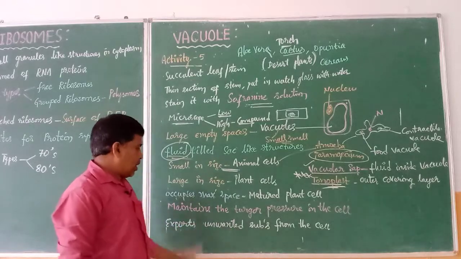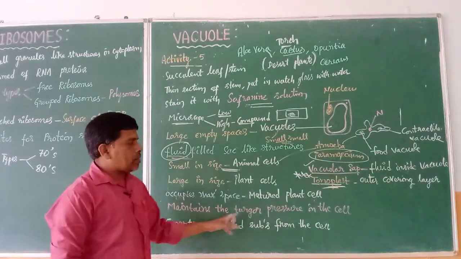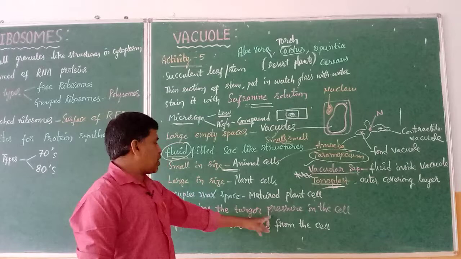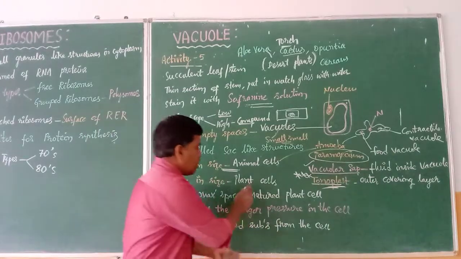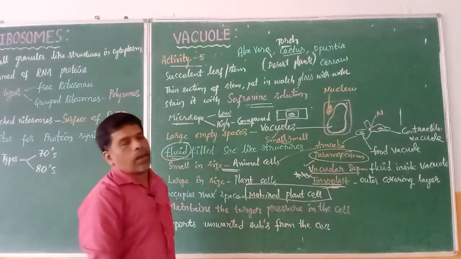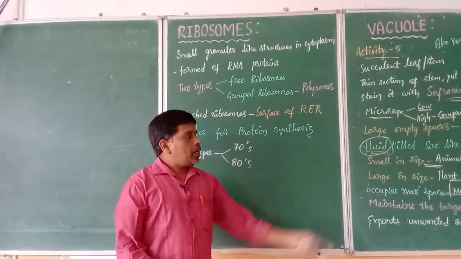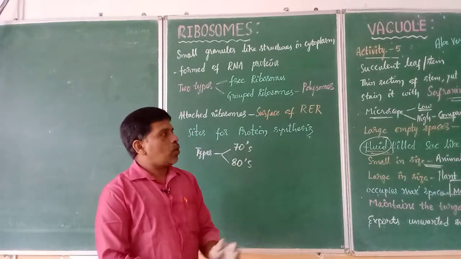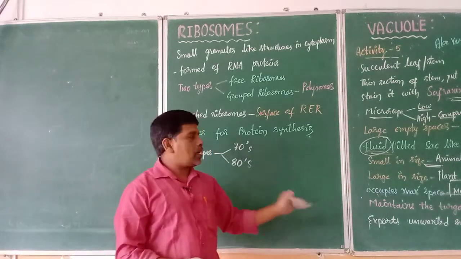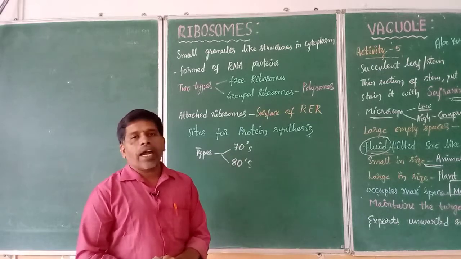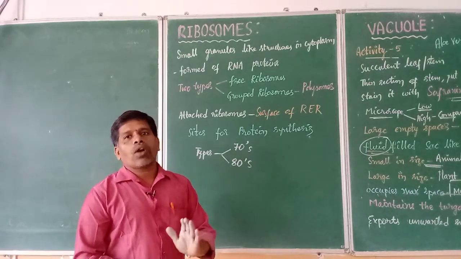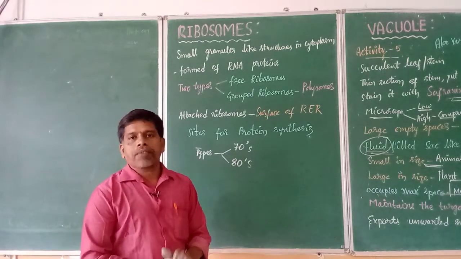Apart from that, it has one more function: it maintains the pressure inside the cell. We call it turgor pressure, and it occupies the maximum space, particularly in the matured plant cell. So just now we have seen the vacuole. It maintains the turgor pressure, occupies the maximum space in the matured plant cell, and is meant for exporting the unwanted substances from the cell.